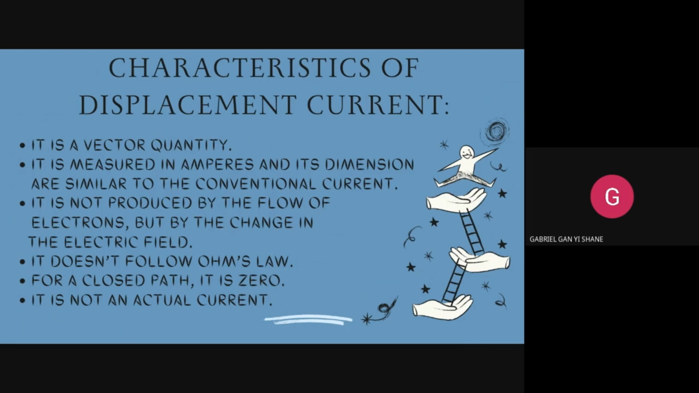Moving on, we dive into the characteristics of displacement current. First of all, it is a vector quantity and is measured in amperes just like regular current, or what we call conventional current. Displacement current is not produced by the flow of electrons, but by the change in the electric field. Unlike regular conventional current, it does not follow Ohm's law and is not an actual current. And that's why displacement current is always zero, especially for a closed path.